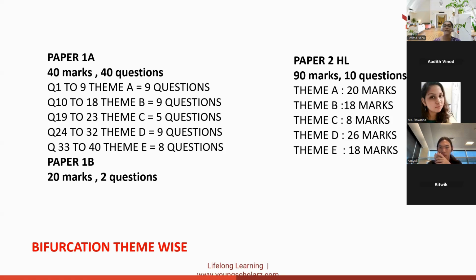So what I have done is theme wise, you can see the bifurcation of marks. Theme A in paper 1A had just 9 questions. This is for HL. I have done it separately for SL also. Again, theme B, which is your thermal and electricity, 9 questions. Theme C has the lowest weightage. It just had 5 questions in MCQ. And theme D, similar weightage, 9 questions, and theme E, 8 questions.